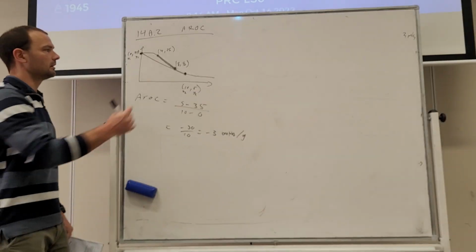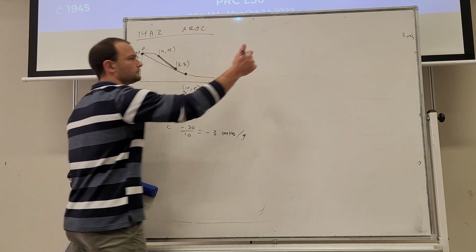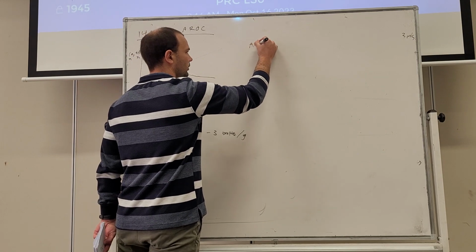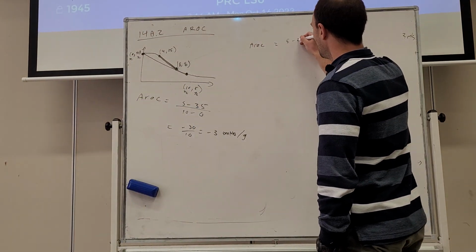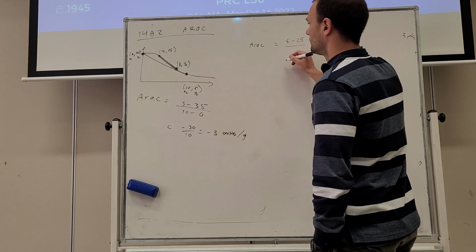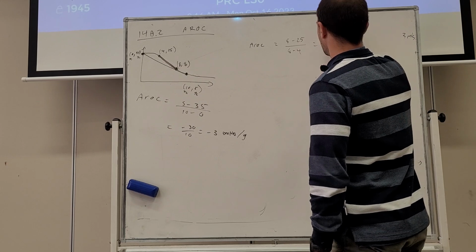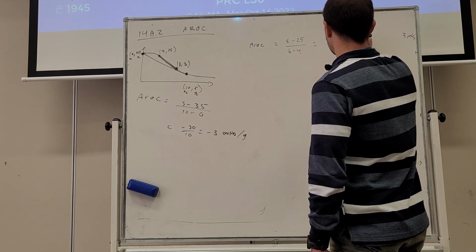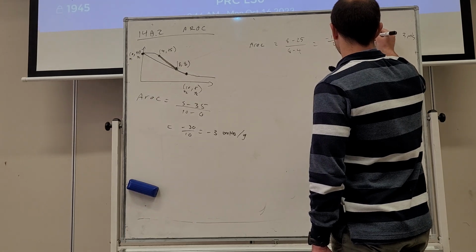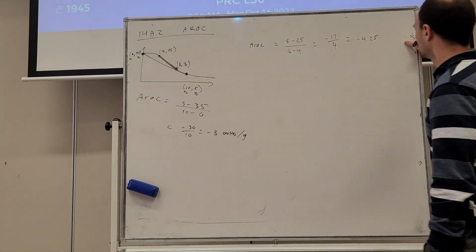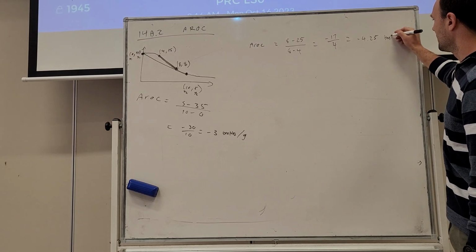Okay, and then we repeat it: y2 take y1 on x2 take x1. So the AROC for this interval will be 8 take 25 on top of 8 take 4. So what do we got? Minus 17 on 4. What's that? Minus 4.25 beetles per gram.